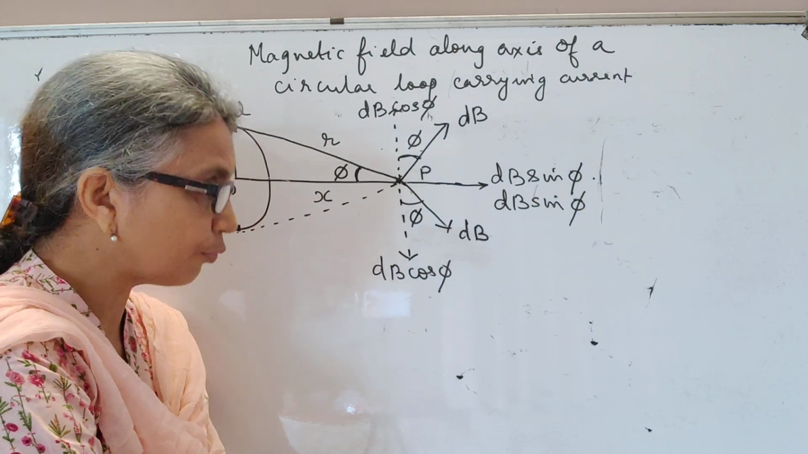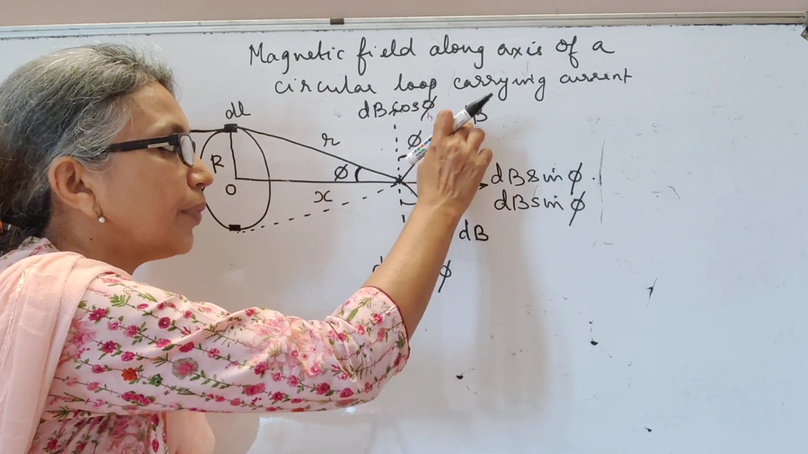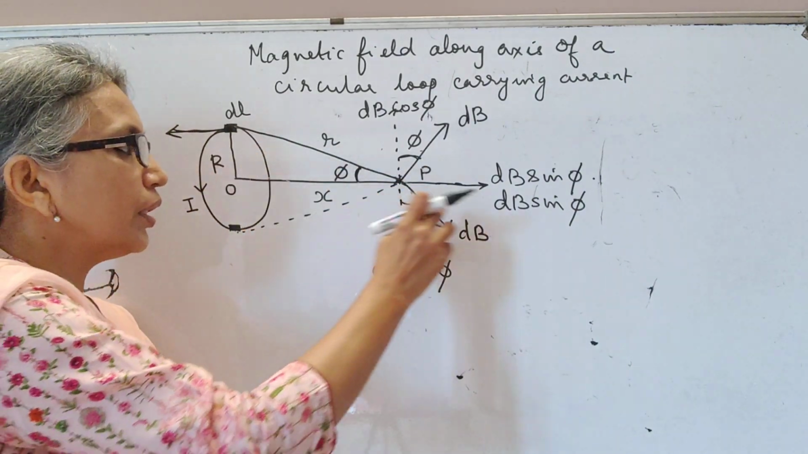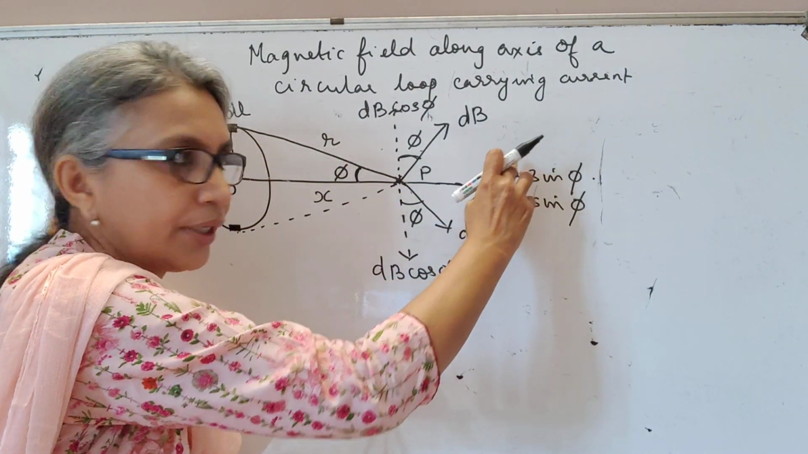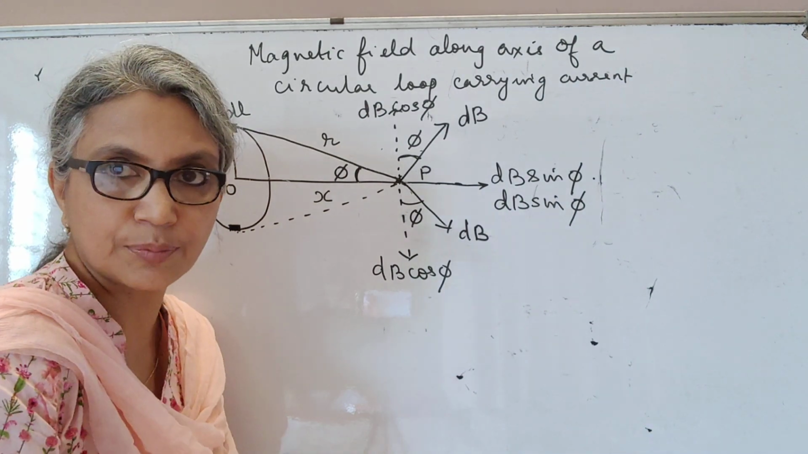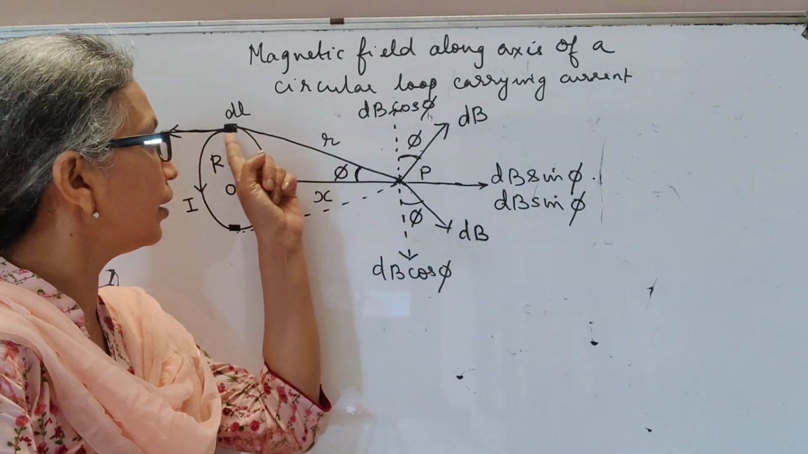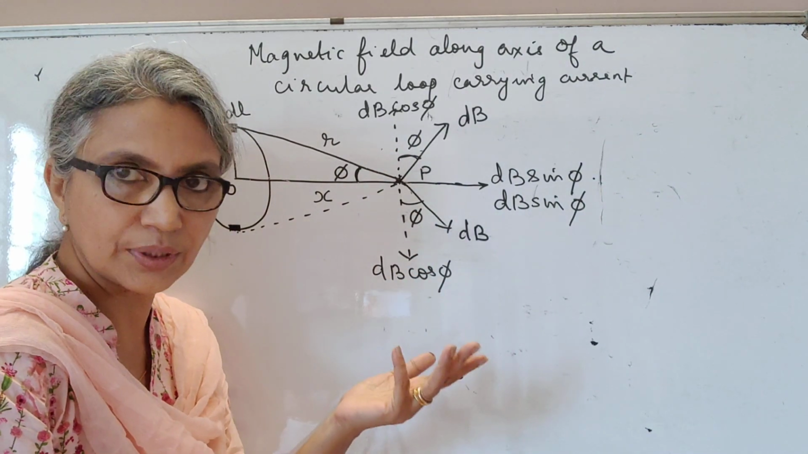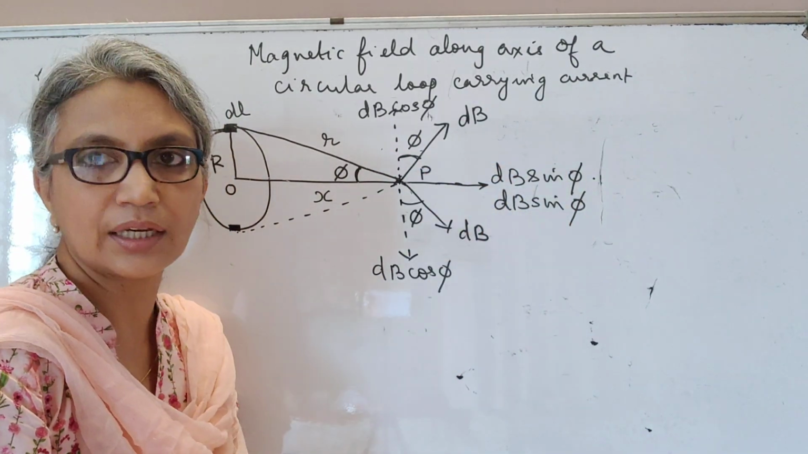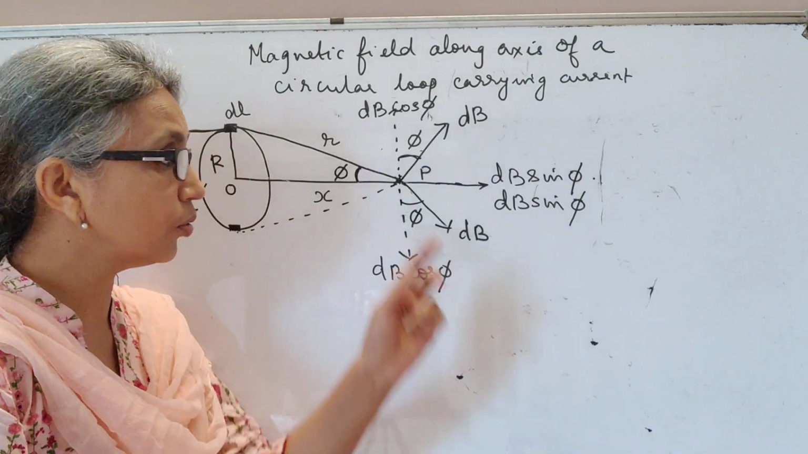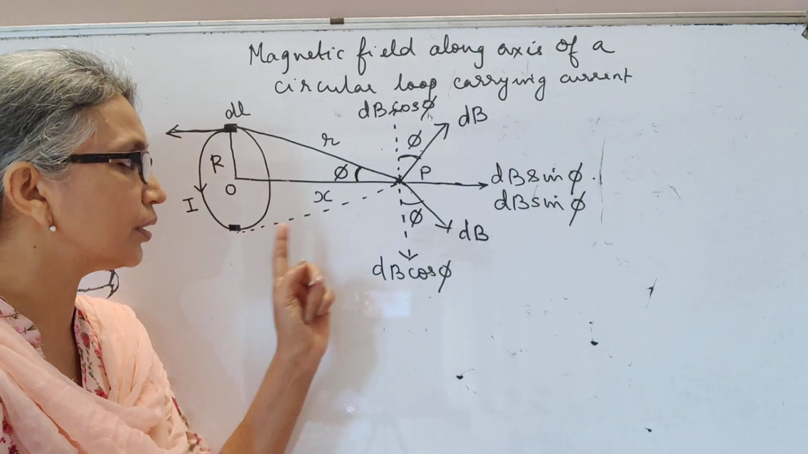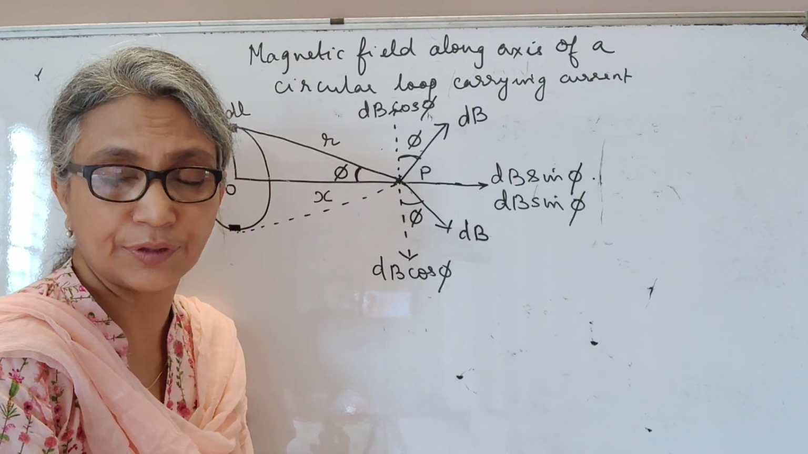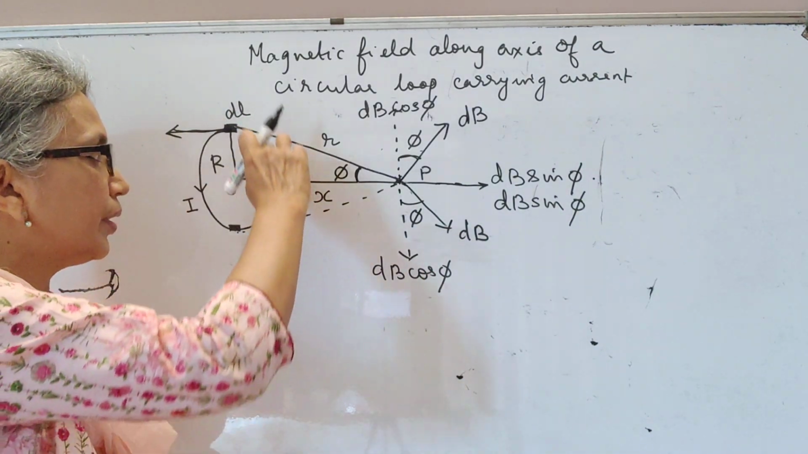Which means, if you want to find out the total magnetic field at this point P, you need to integrate only the dB sin phi. dB cos phi you don't have to be bothered about, because every element will have a diametrically opposite element whose dB cos phi's will get cancelled. Only the dB sin phi's will get added up. Now, if I'm just talking about two elements, then the total magnetic field will be this plus this. You will get 2 dB sin phi. But we have so many elements like this.